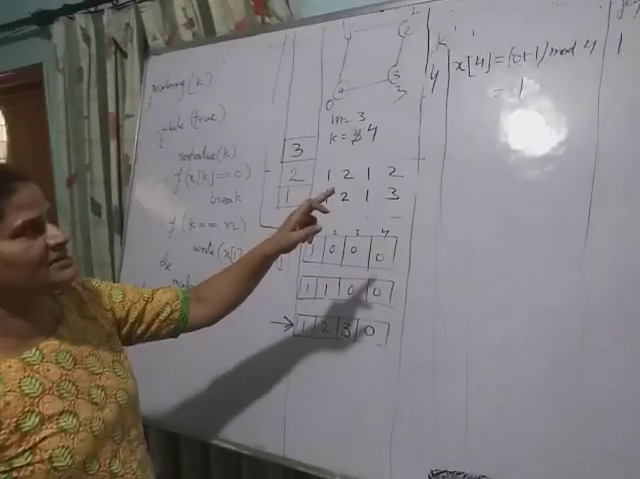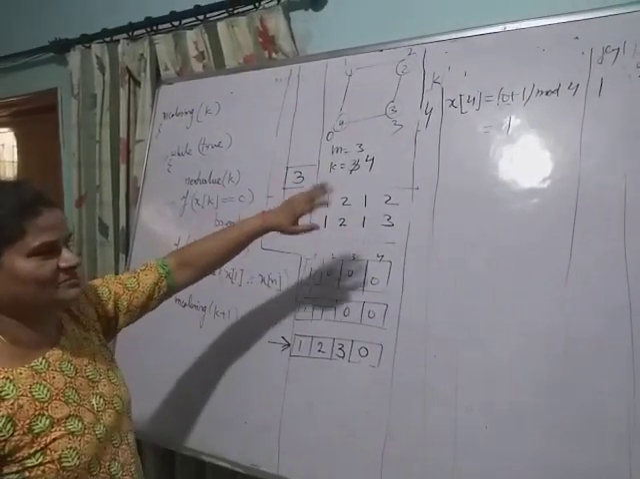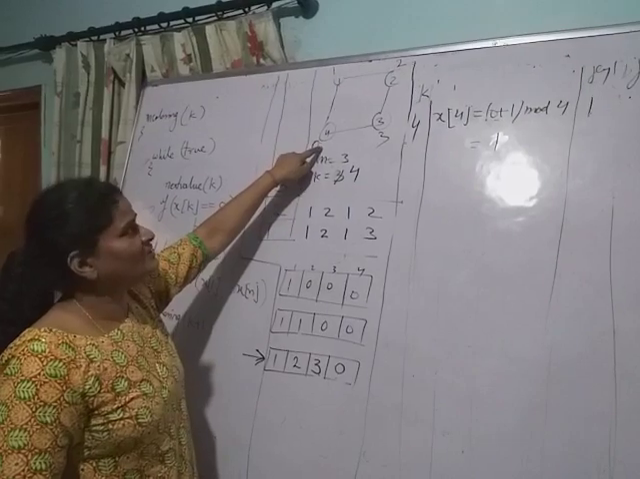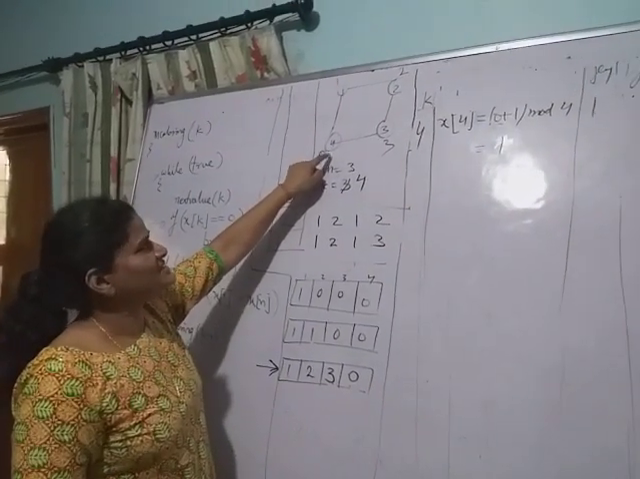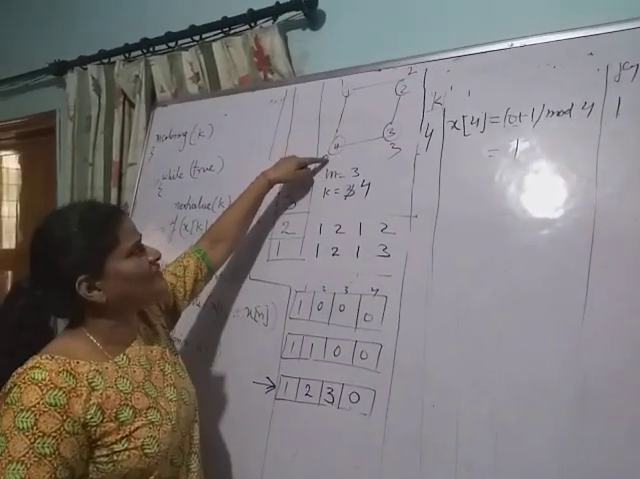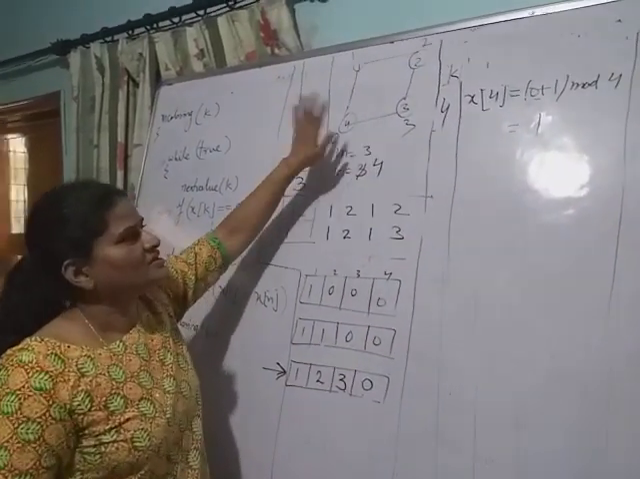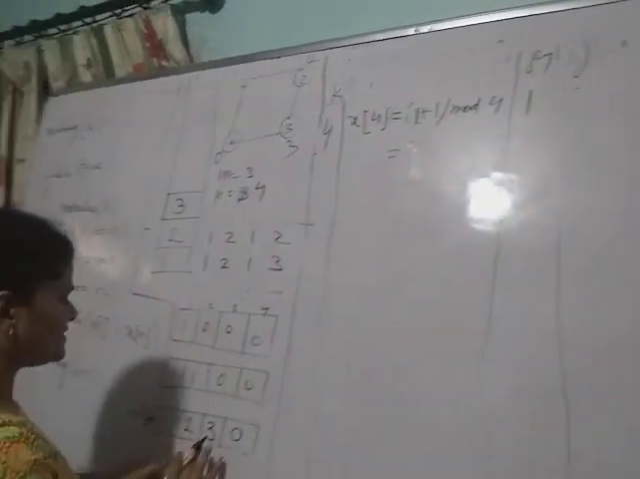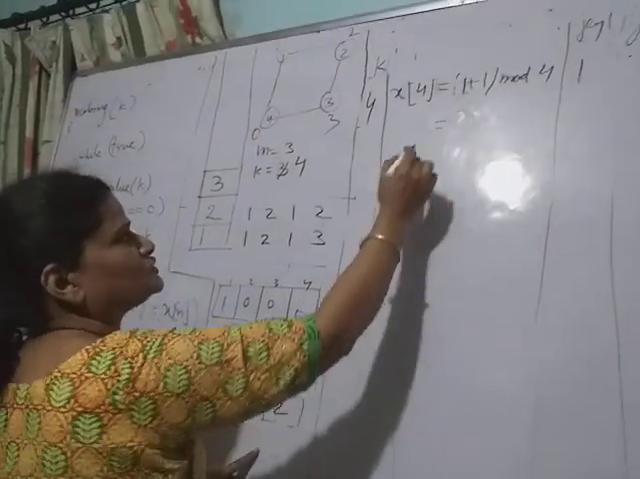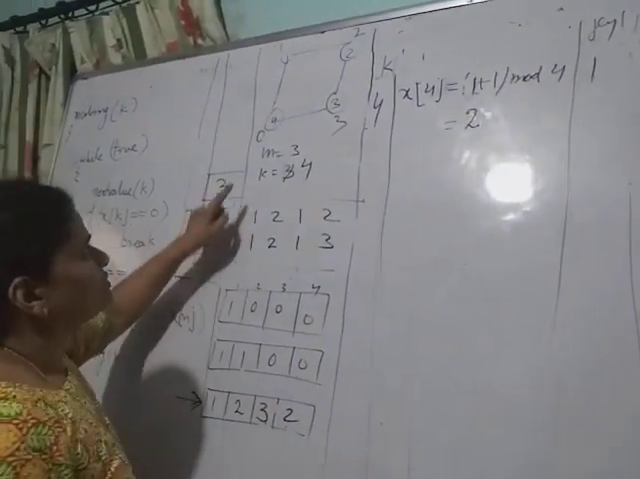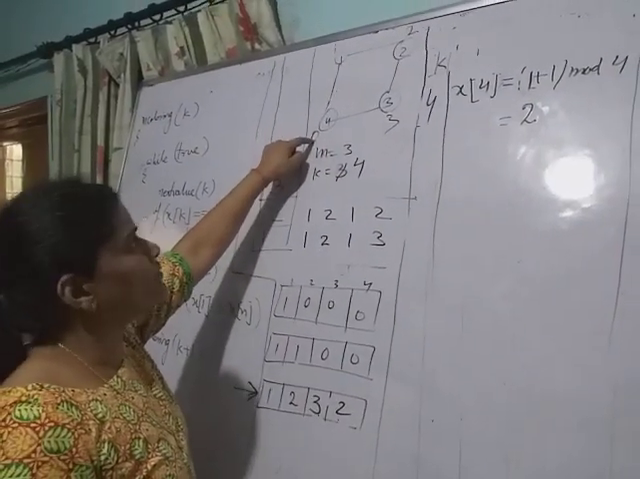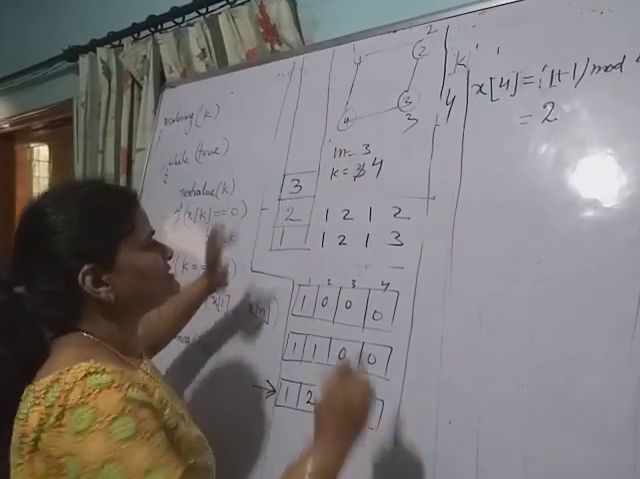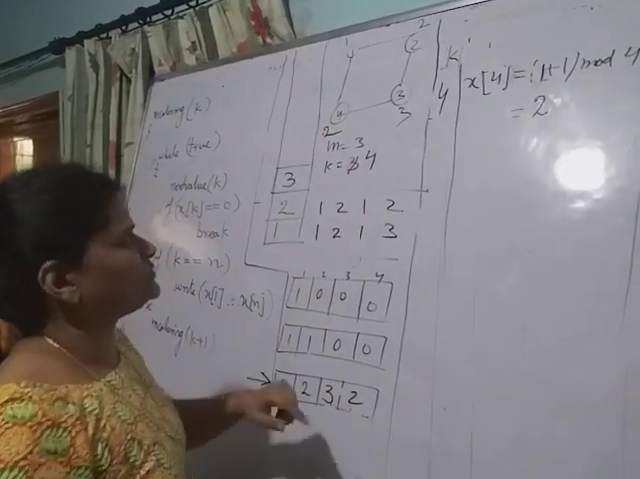Now again check whether this 1 is feasible or not. I am checking that. Is 1 feasible or not? No. The fourth vertex is adjacent to vertex 1 and this is also 1. So 1 is not feasible. So the value of x4 becomes 1 plus 1, and I will check for 2. Is 2 feasible? Yes, 2 is feasible. So x4 equal to 2.